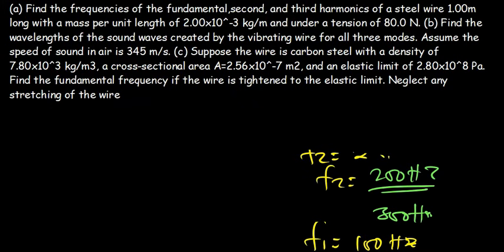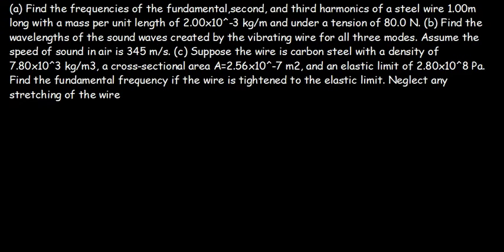So part B now we have changed, but the question is connected. Find the wavelength of sound wave created by the vibrating wire of all 3 nodes. So if I've got 3 nodes, 1, 2, 3, I expect to have 2 antinodes. Now we want to find the velocity, we have been given already. Now in this case, this question is not even hard.